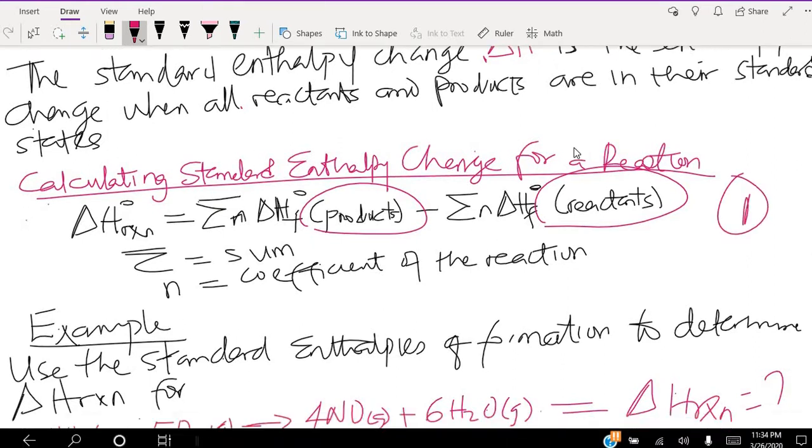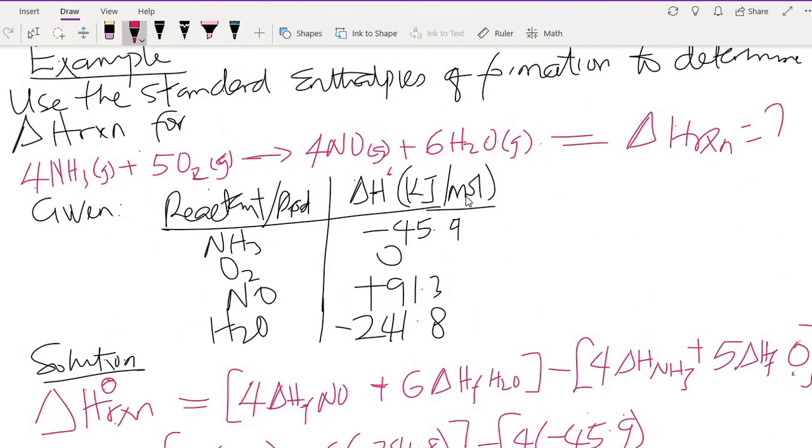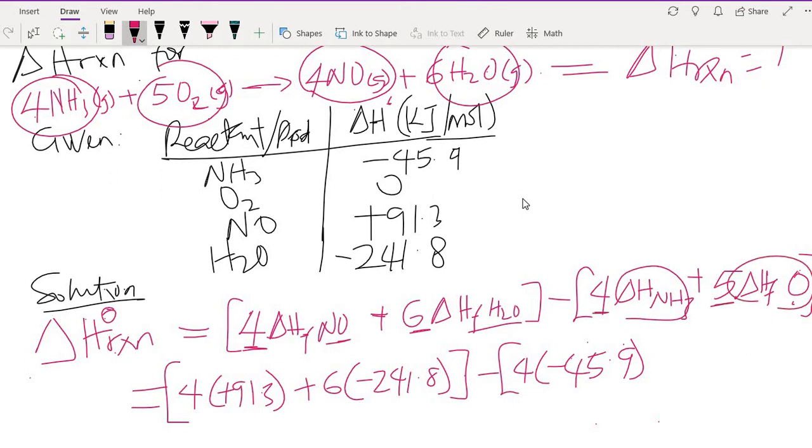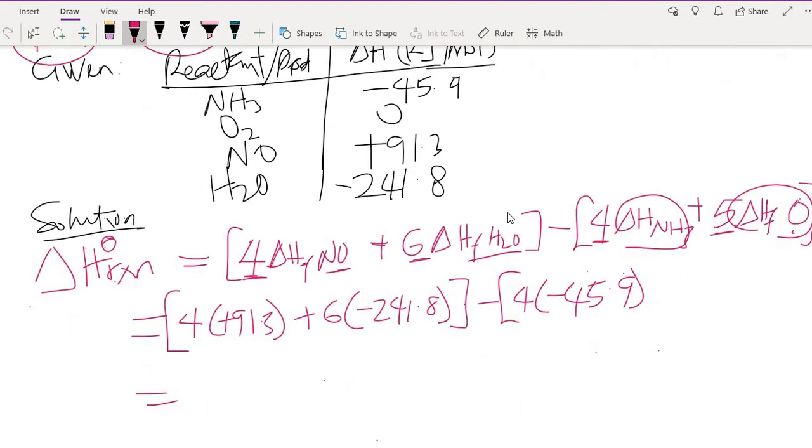Right, so we want to look at the products. For this reaction, our products are 4 molecules of NO and 6 molecules of H2O. We go into our equation. We have 4 molecules of NO and 6 molecules of H2O. For our reactants, we have ammonia and oxygen, 4 molecules of ammonia and 5 of oxygen. We go into the table given and we plug these values in.